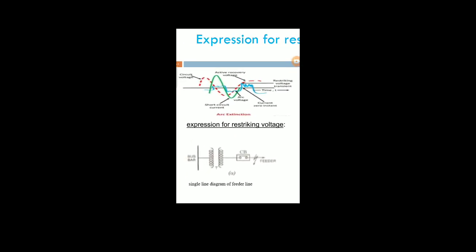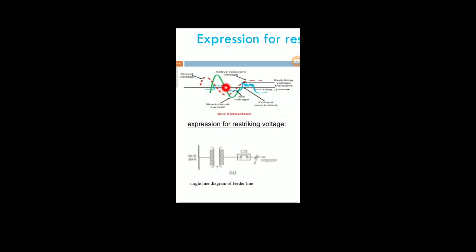This dotted red line indicates the circuit voltage or the system voltage. With that voltage applied, if any fault occurs, short circuit currents flow through the circuit breaker. The green waveform indicates the short circuit current, or the faulted current waveform.